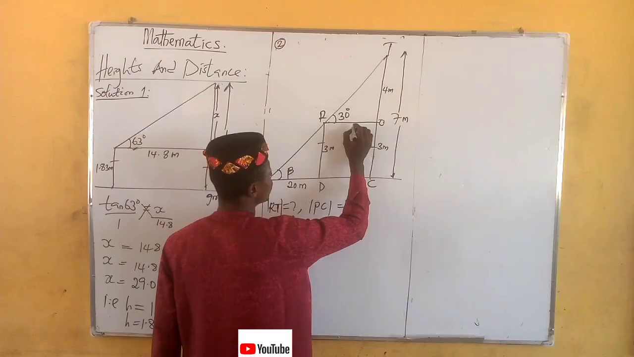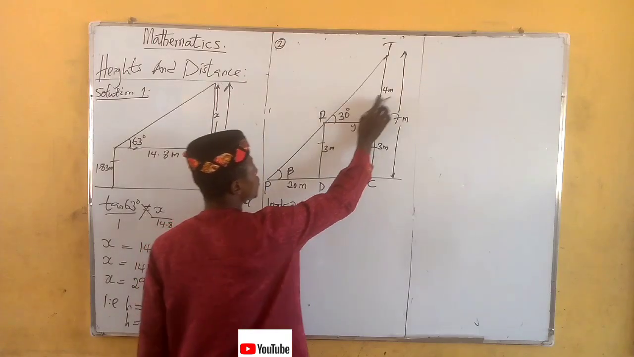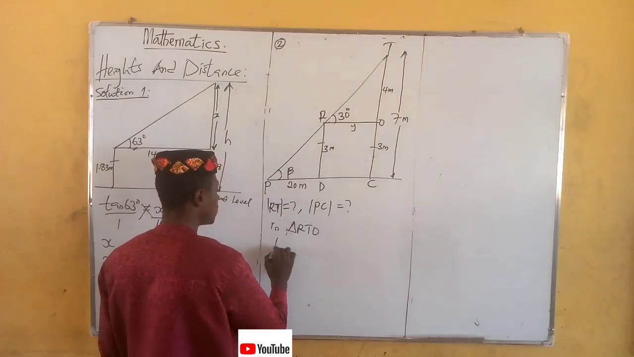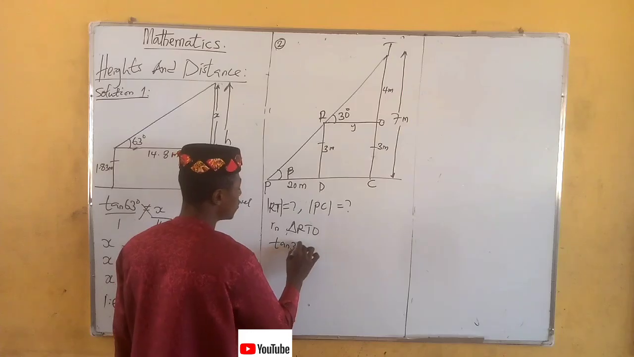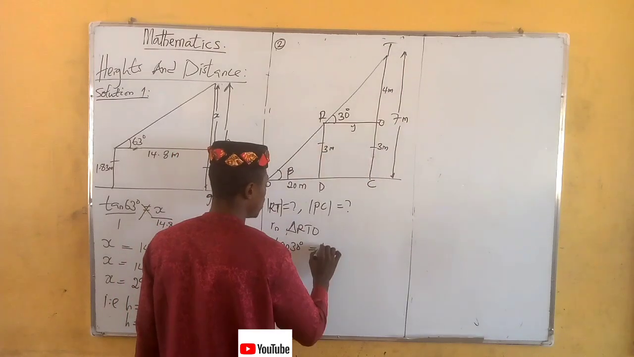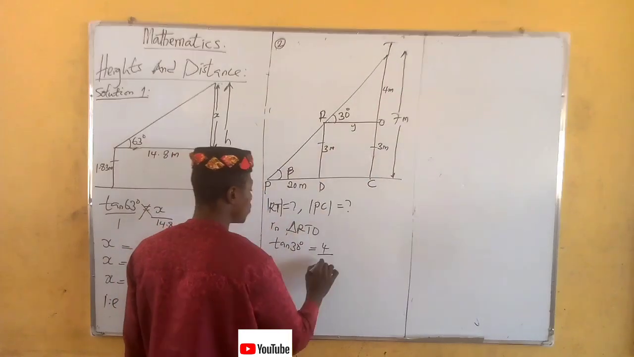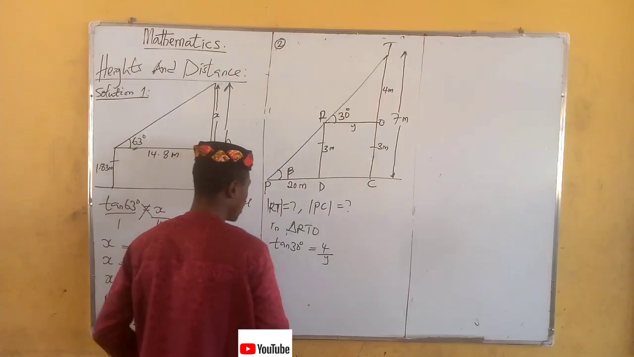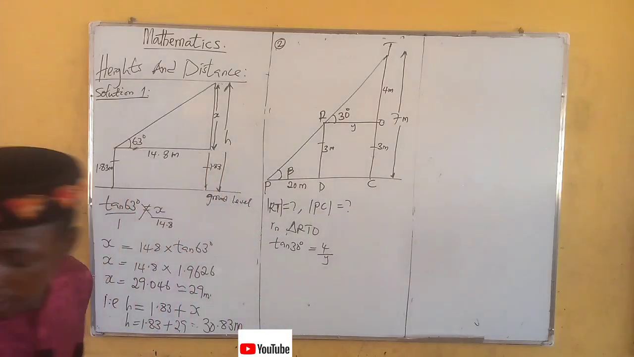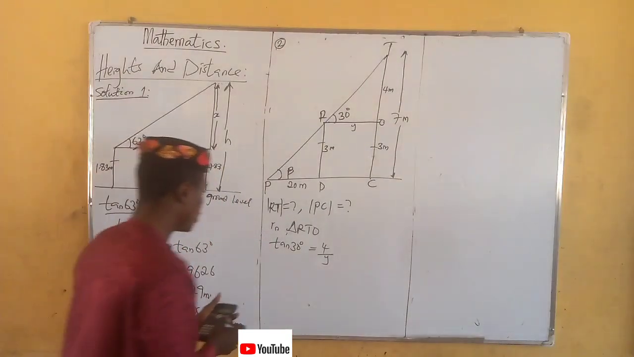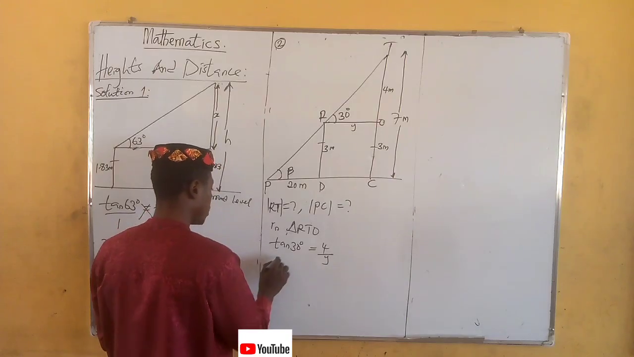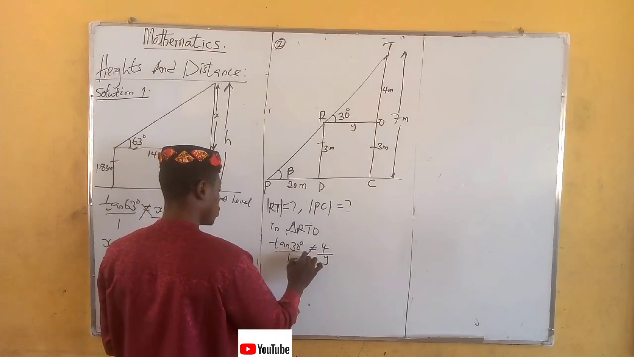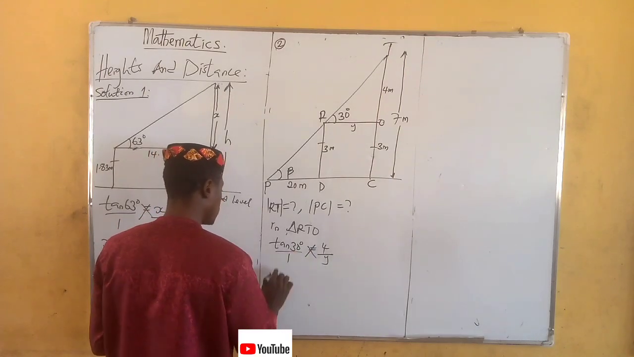Opposite, we want to find here, let's say here is 1. Opposite over adjacent. So we can say tan 30 degrees is equal to the opposite, which is 4, all over the adjacent, which is y. So now the next thing to do is for us to find our tan 30. This is over 1. So when you cross multiply, this times this will be what?